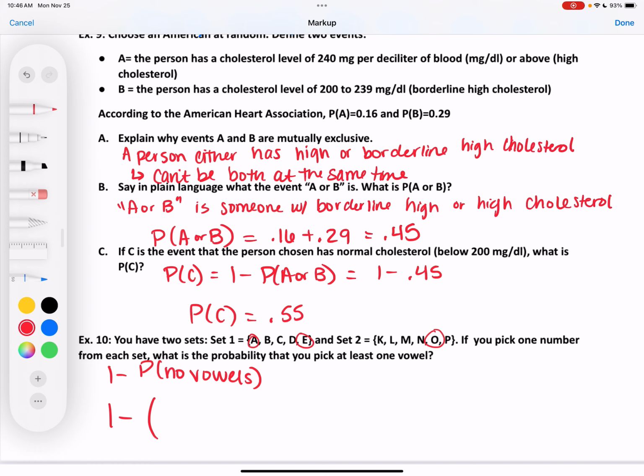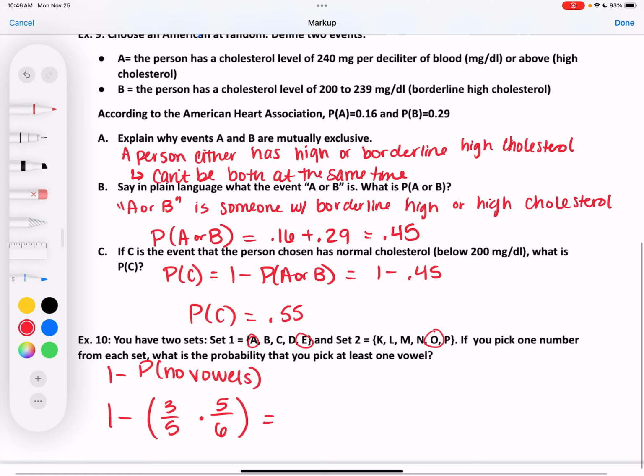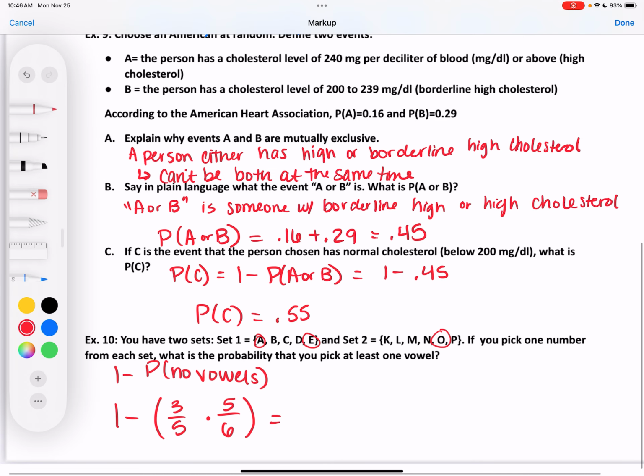So there are 3 consonants out of 5 total. So 3 out of 5 times. There are 5 consonants in here out of 6 total. So 5 over 6. This one actually works out kind of nicely because of the way things are going to cancel. Because 5 and 5 cancels here. 3 and 6, that basically just makes 1/2. So 1 minus 0.5 is 0.5.